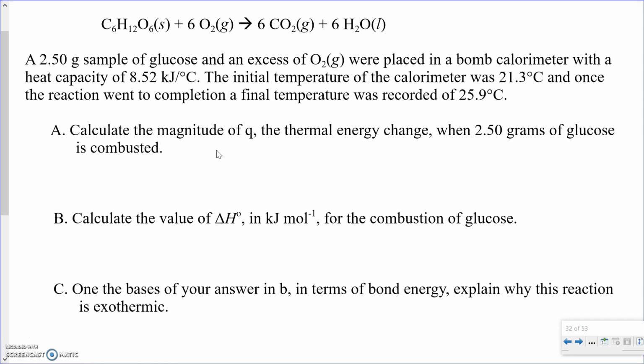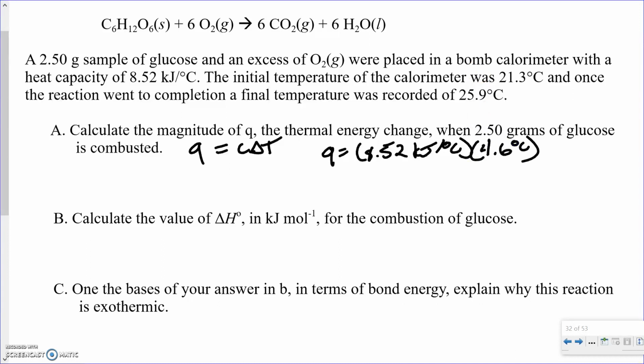So how do we do this? Well, this is our Q equals mC delta T, but the difference is we don't have mass in our C, so we're actually going to get rid of mass, and it's just C delta T. So Q is going to equal our C, which is 8.52 kilojoules per degree Celsius, times our change in temperature. So we went from 21.3 to 25.9, so we're going to subtract those two values, final minus initial, and we're left with a change of temperature of 4.6.